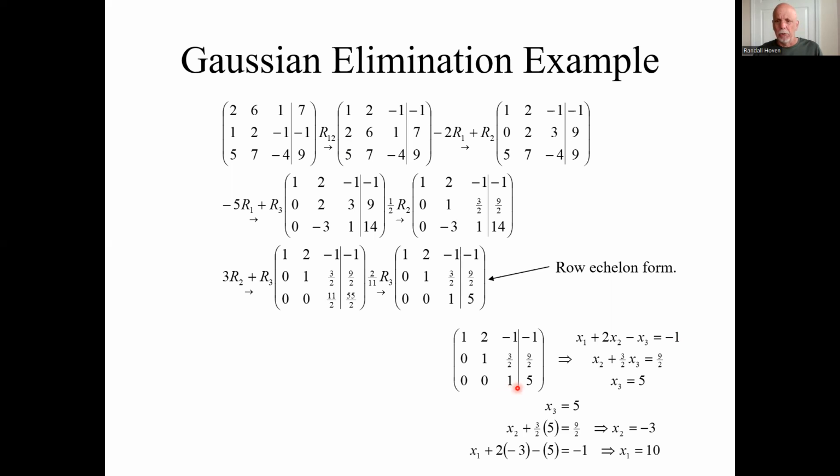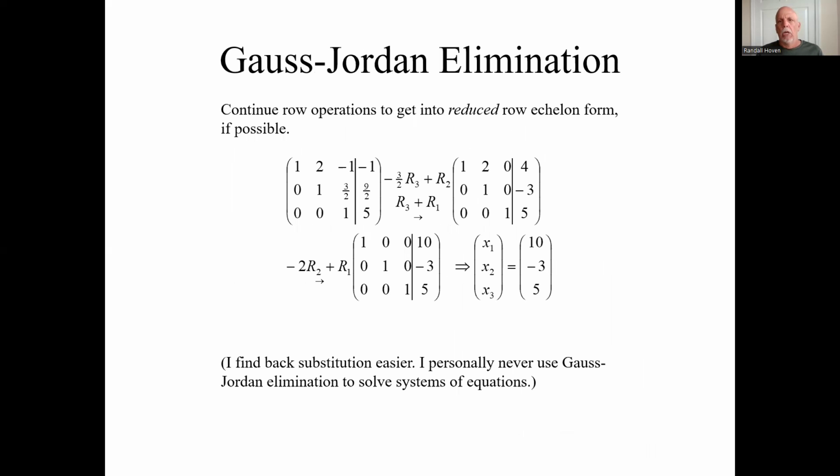This gives me x3 directly. Now substitute it into this equation and do that arithmetic, and I have all 3 variables. x1 equals 10, x2 equals minus 3, x3 equals 5. We call that one solution. It's all 3 variables, but it's one solution, all 3 simultaneously.